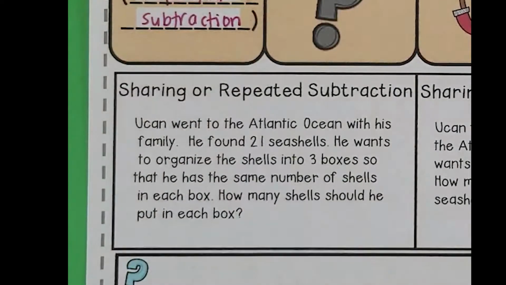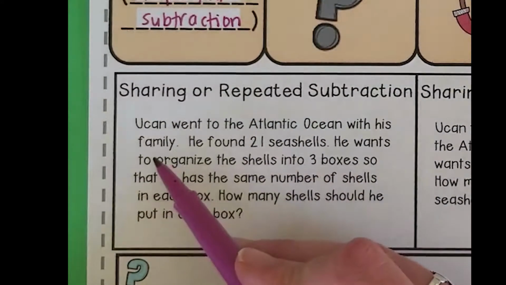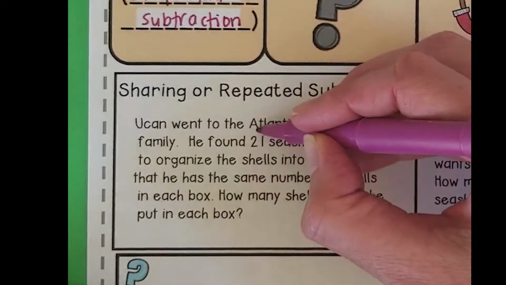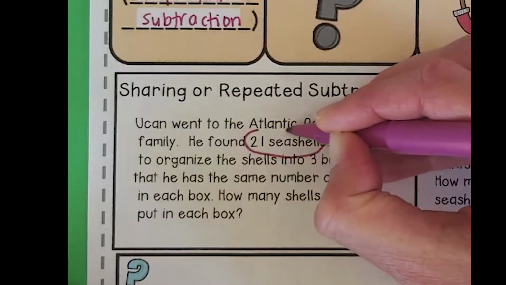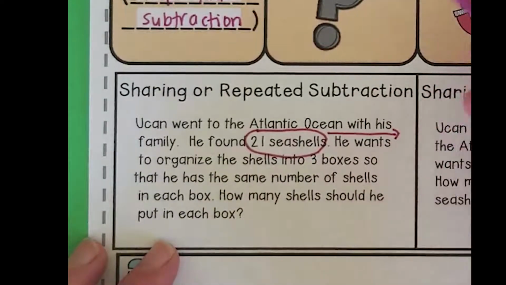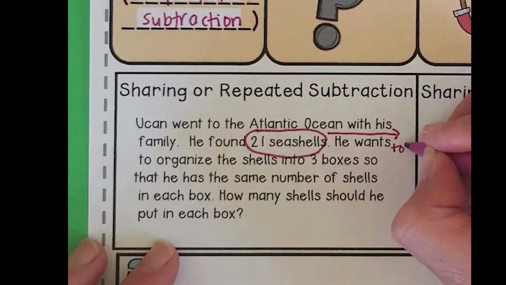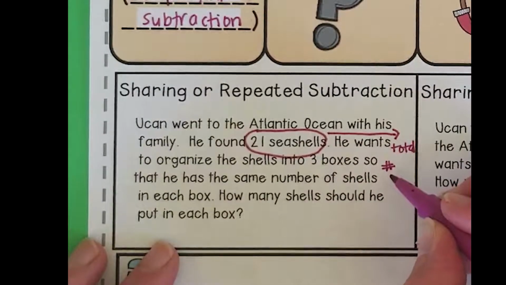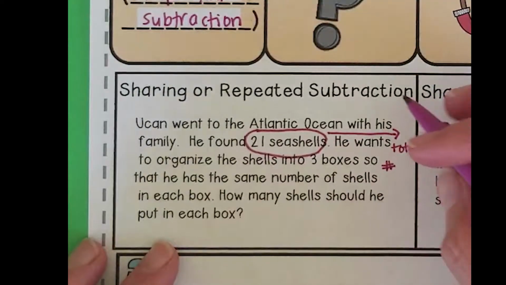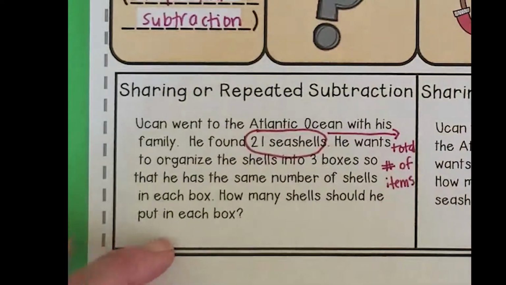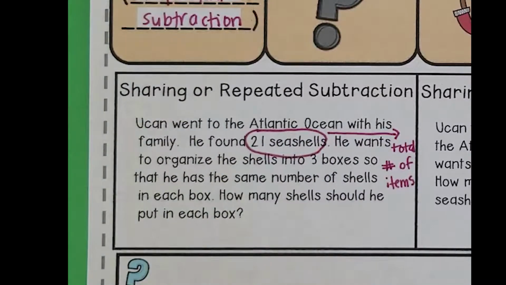Now let's look at the math problem we just saw in the video. Ucan went to the Atlantic Ocean with his family. He found 21 seashells. I'm going to go ahead and circle that. That's an important piece of information. Those 21 seashells tell me the total number, and that's a number sign. That's a way for us to write number, kind of small. Total number of items.